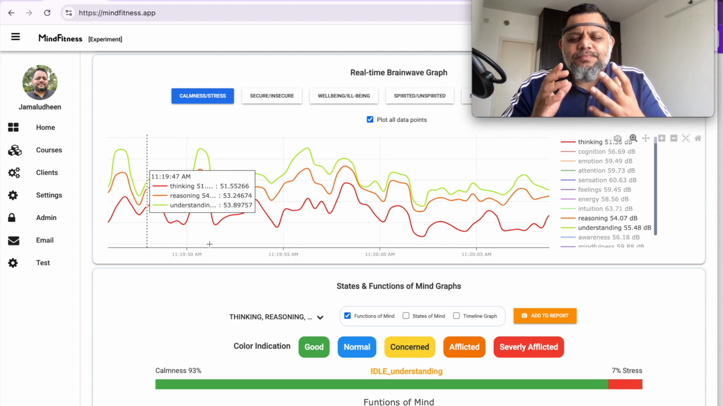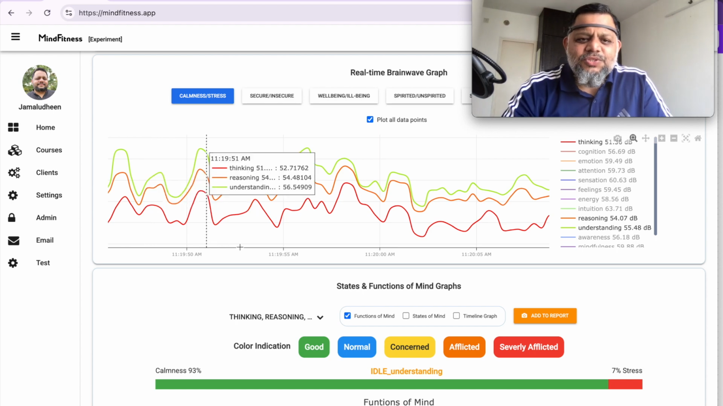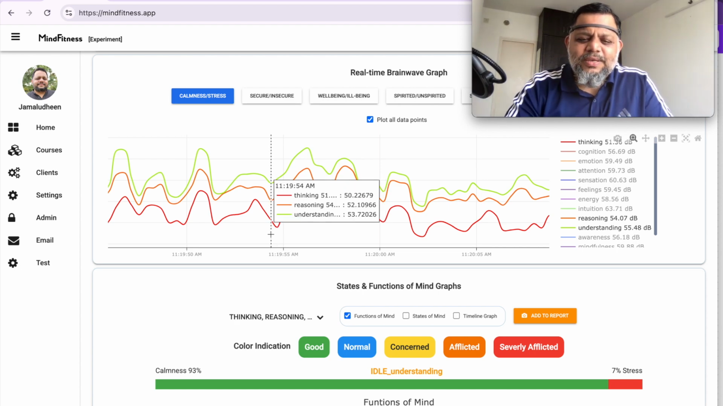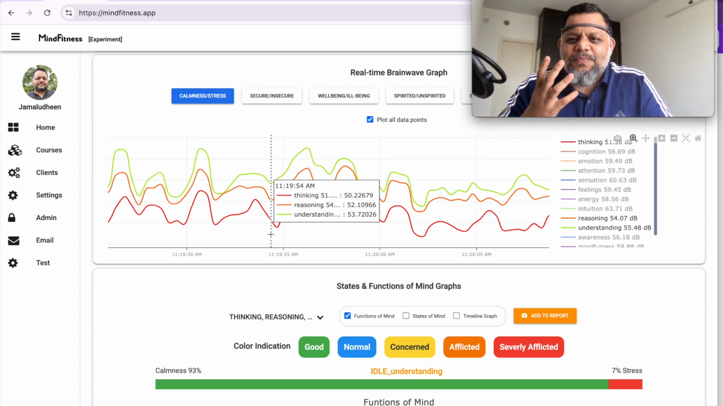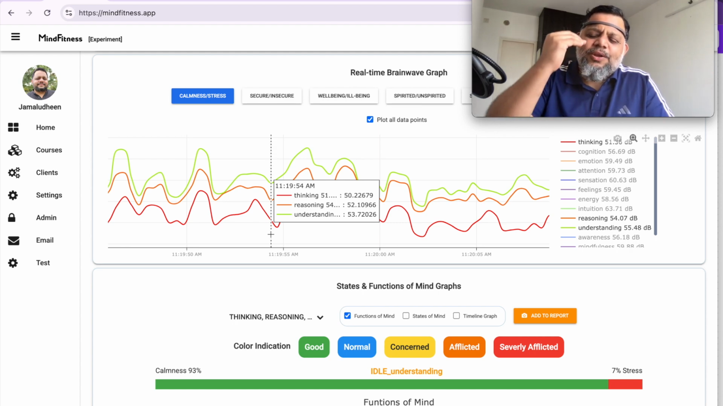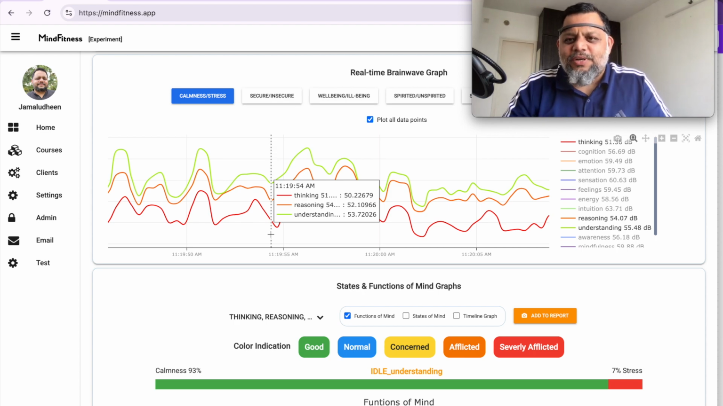In the brainwave, the other feature which is very important to identify inefficiency or incoherence in the operation of the mind is to see if there is any breach of order between the frequency ranges associated with particular mind functions. Thinking is the first order in the mind. Second order is reasoning, and the third order is understanding. So if thinking goes above understanding, it's a breach of order. If reasoning goes above understanding, it's a breach of order. If you have any disorder in the mind, the literal word itself, disorder, means any mind function losing its order, breaching and going above or below its particular position.